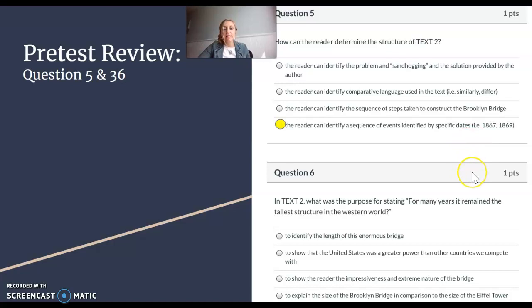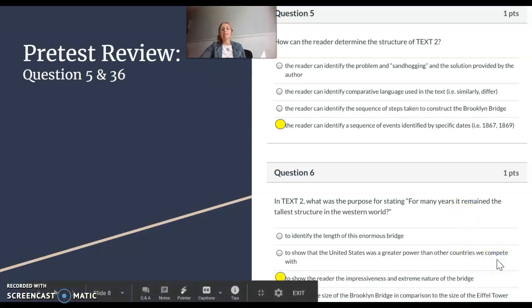Number 6, in text 2, what is the purpose for stating for many years it remained the tallest structure in the Western world? If you remember, the text talked a lot about the sacrifices, the time that it took. So it is trying to show the impressiveness and extreme nature of the bridge. Okay, last one. Sorry about this typo right there. This is questions 5 and 6.